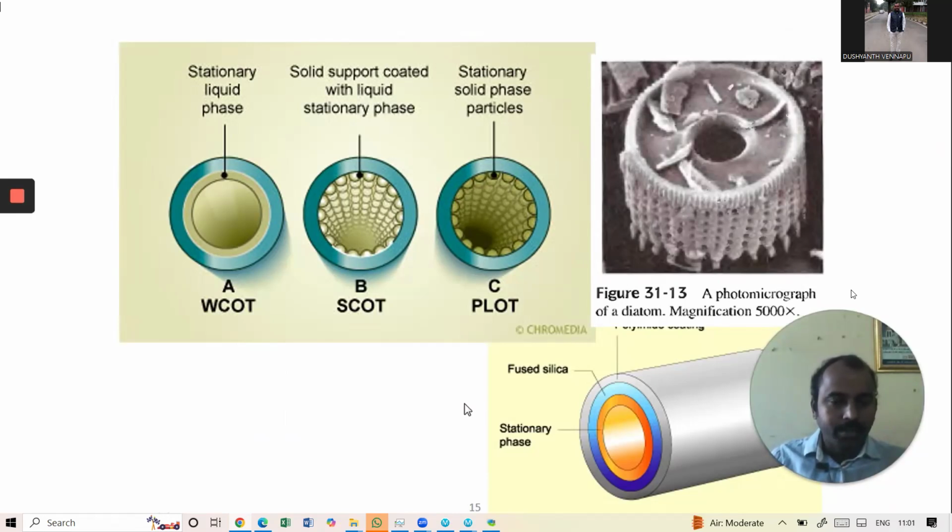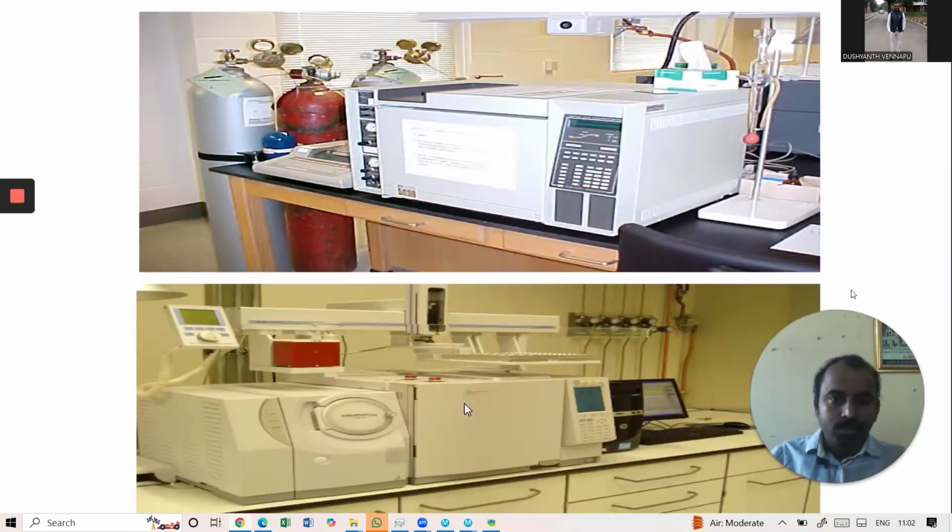If your stationary phase is solid, the principle of separation is adsorption. If your stationary phase is liquid, the principle of separation is partition. This is the fundamental information you need to know. However, the mobile phase is always gas. What type of gas? You use nitrogen, helium, argon. There are different types of gases used in the system. If you see, these are the instrumentation setup.